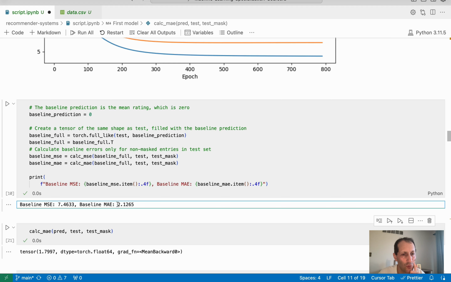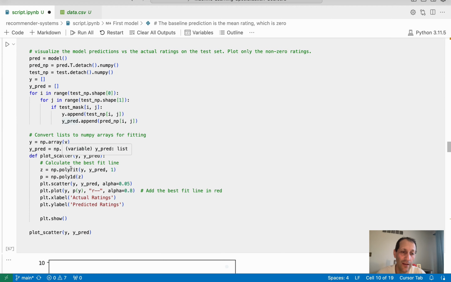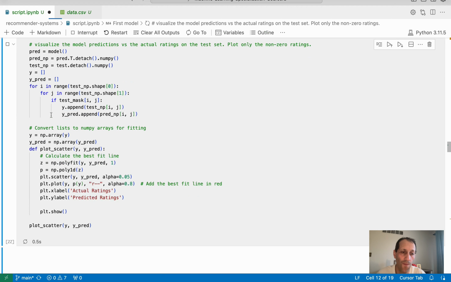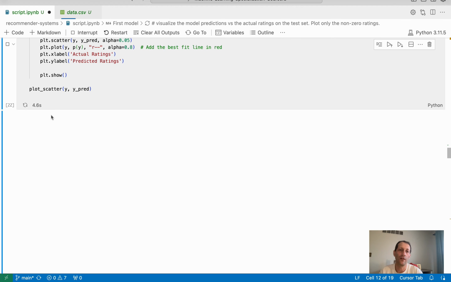So from 2.12 to 1.79. That's good or bad, that's what it is. And let's look at the visualization of the data. But you can clearly see the model is learning from that matrix we provided.